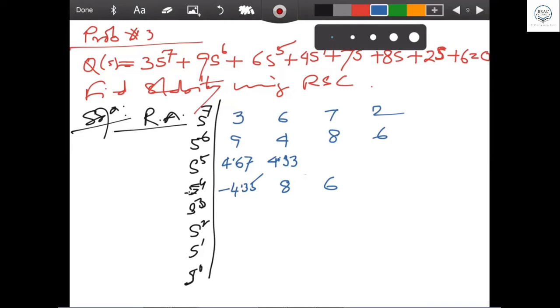12.9, sir. 12.9. Okay, next. 6.44. Good. Then what is the next row? This is 0. Okay, fine, no problem. I'm talking about the next one here. S square coefficient, s square will be what? S square row.